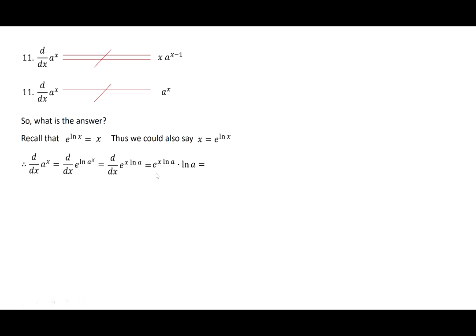Cool? But then we notice, hey, we had a to the x here, which we eventually wrote as e to the x natural log of a. Right? E to the natural log of a to the x, and that. So basically this e to the x natural log of a is nothing but a to the x. Do you agree with that? A to the x times natural log of a.